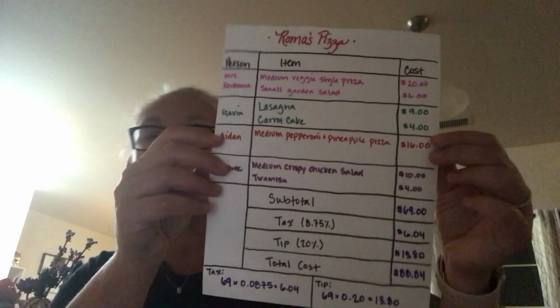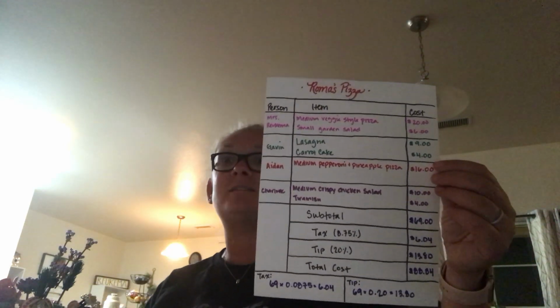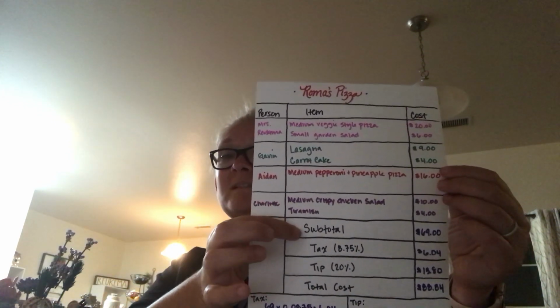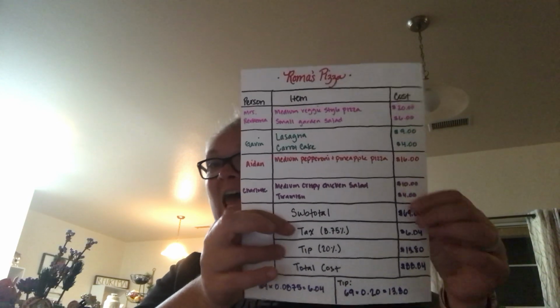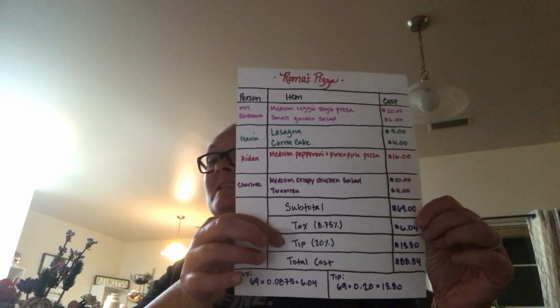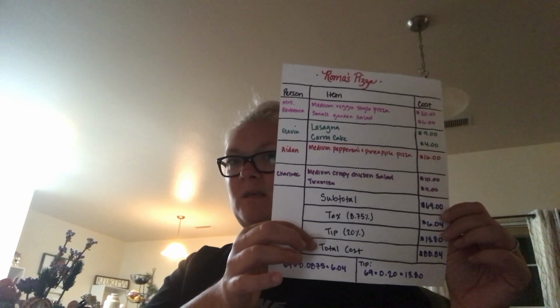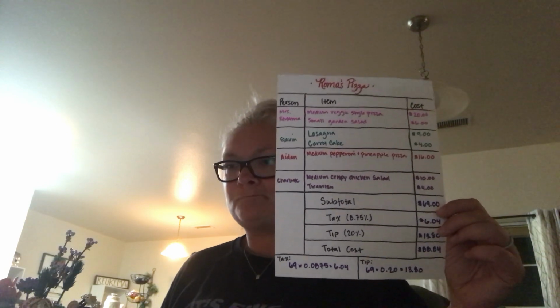Okay, so you're going to create a poster much like this. It doesn't have to look exactly the same, but it should have all the same information. What did each person order? What was the subtotal or the cost of all the food there? What was the tax total? What was the tip? And then what is the complete total cost of the meal? And please show me how you got your tax and tip numbers.